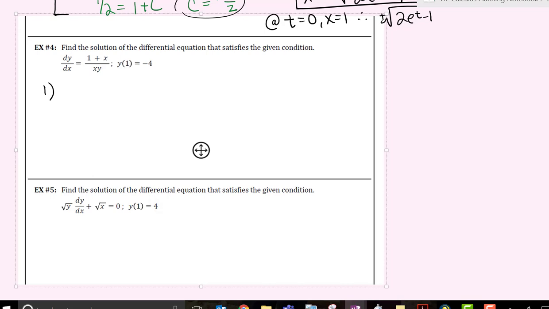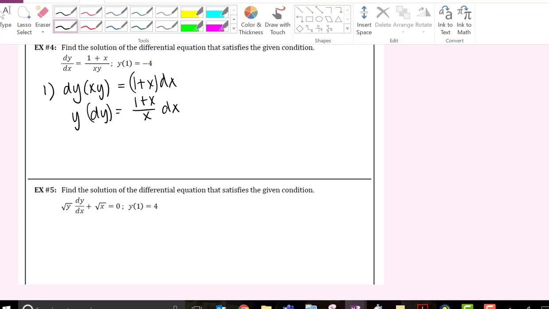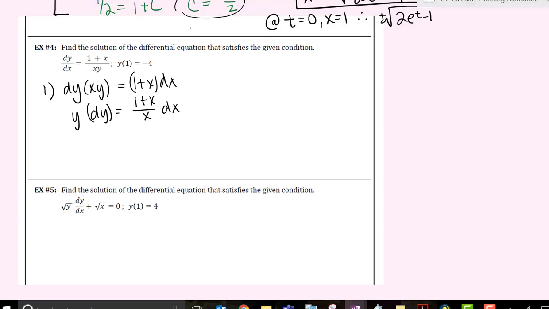So this guy, we're going to have dy times xy, we'll worry about that x in a second, equals 1 plus x dx. Let's get rid of this x by dividing, so I'm going to have y dy equals 1 plus x divided by x dx. My variables are now separated. That is automatically like 1 point most of the time on that AP test.